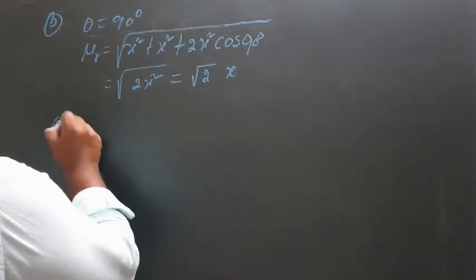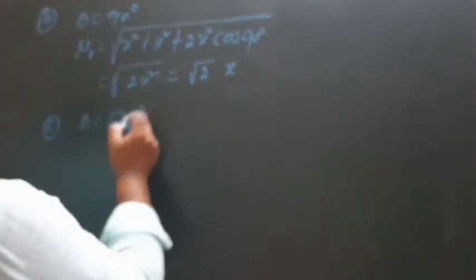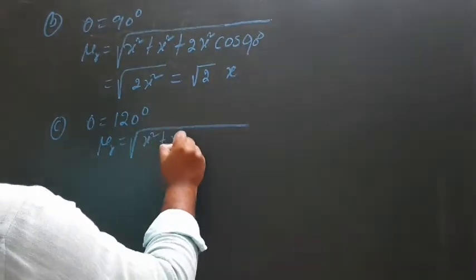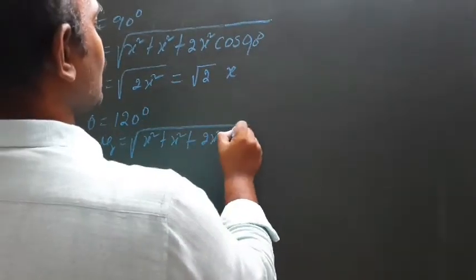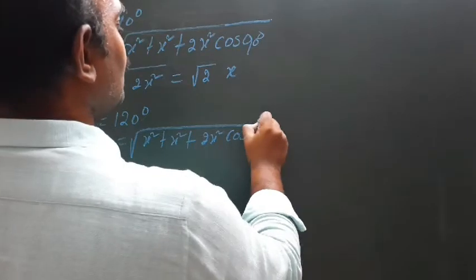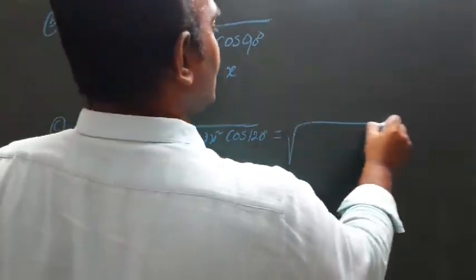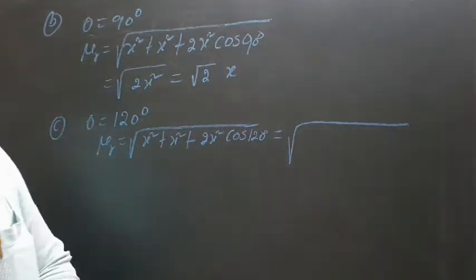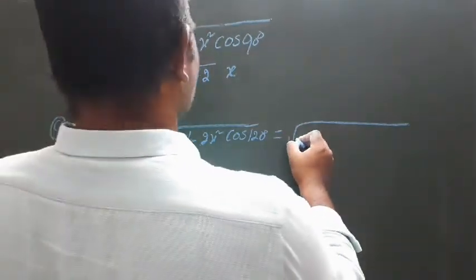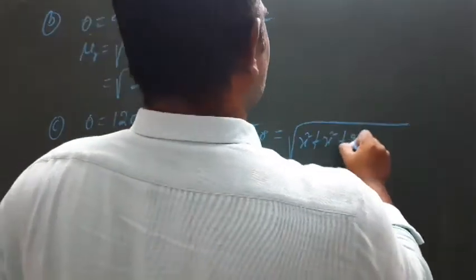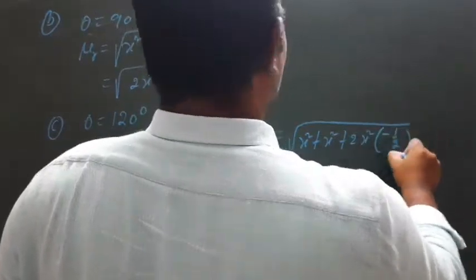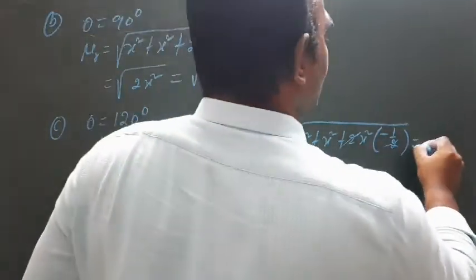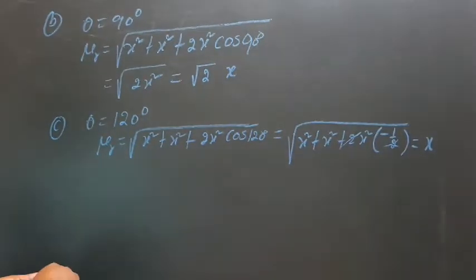Okay, now see here, third one. Theta is equal to 120 degrees. Then mu r is equal to square root of x square plus x square plus 2x square into cos 120. Cos 120 we can write as cos of 90 plus 30. The value of cos 120 is approximately minus 1 by 2. So x square plus x square plus 2x square into minus 1 by 2, that is minus x square. Then what are we getting here? Only x.